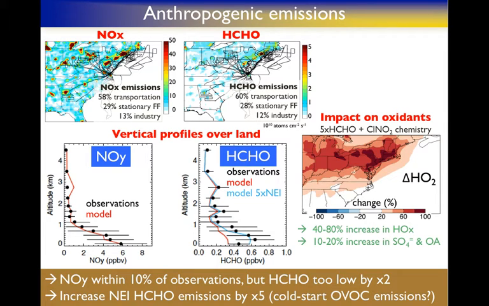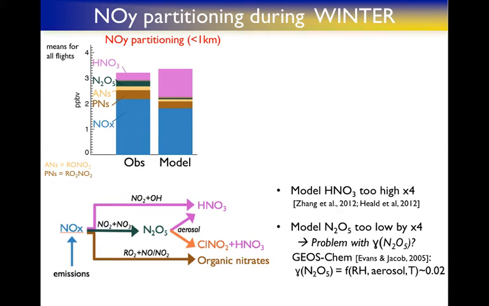Okay, so switching back to NOy, we get NOy right. Let's now look at the partitioning. So this is mostly for the bottom 1 kilometer over the US. The observations show that in terms of NOy, most of it, 70%, is in the form of NOx. And the rest is divided among nitric acid, N2O5, organic nitrates, and nitryl chloride. It's not on here.